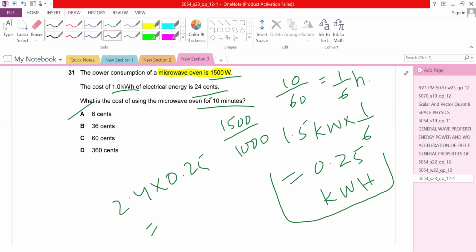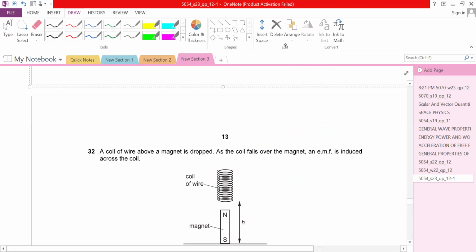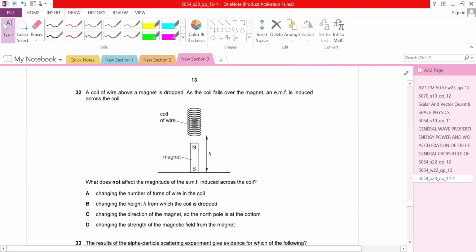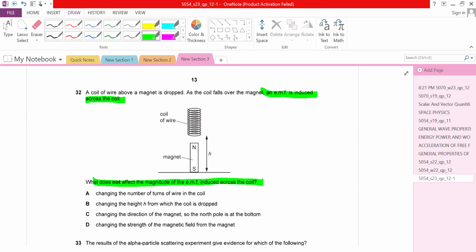Answer is 6 cents, which is option A. Question number 32. A coil of wire above a magnet is dropped. You can see the diagram. As the coil falls over the magnet, an EMF is induced across the coil. What does not affect the magnitude of the EMF induced across the coil?